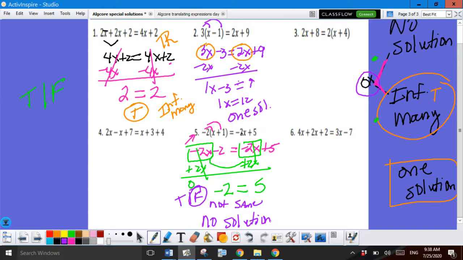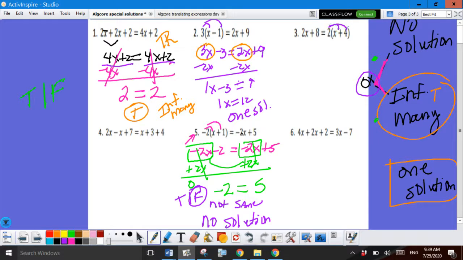So we have three types. Where it's exactly the same on the left and the right, so this matches this, that is infinitely many or all real numbers. When the variables match and the numbers do not match, that is no solution. And then we also have just one solution, where the x's don't match at all. So you have three problems here. I want you to hit pause and see if you can decide, are these infinitely many, no solution, or one solution? You don't need to solve them. You just need to tell me which it is, and be ready to justify your answer.